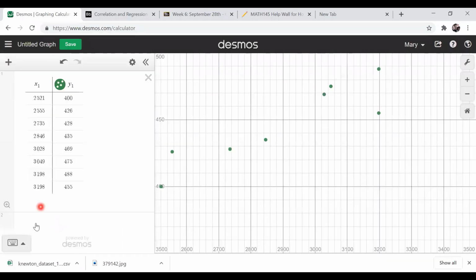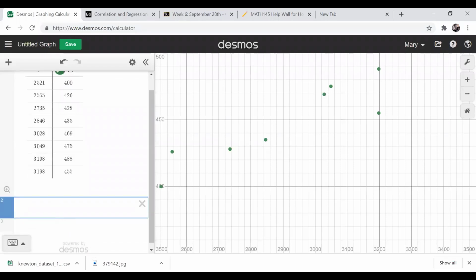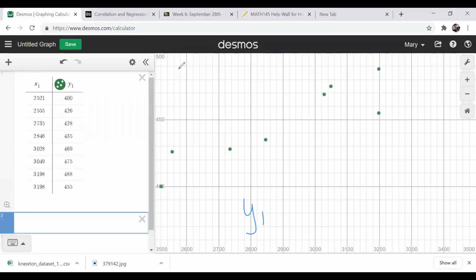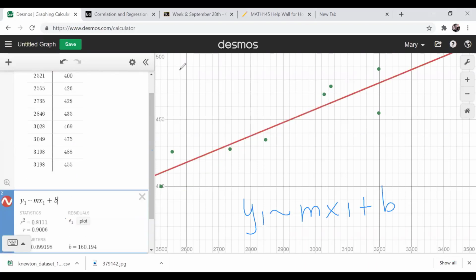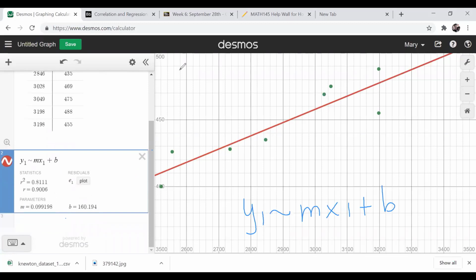All right, now on to try to find the regression equation. So remember, all we have to do is we type in y1. Now, the number you put with your y has to match the number that is right up here. So this is x1 and y1, so it has to match that. Okay, so we're going to type in y1 squiggle mx1 plus b. Okay, so I'm going to type that in, y1 squiggle mx1 plus b. And you can see the line here, and then you can see the m and the b.